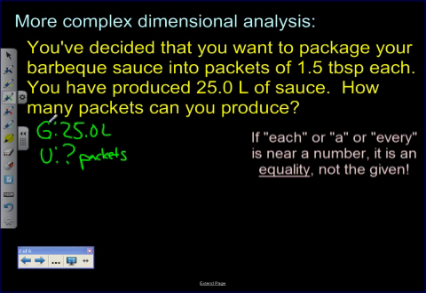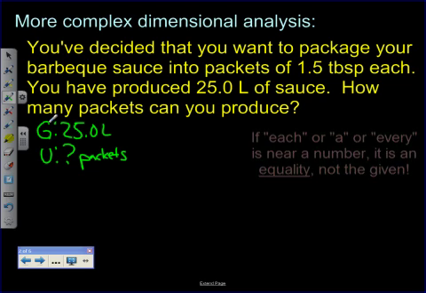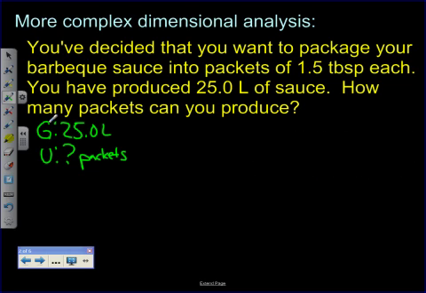So in that case, that means that our 25.0 liters of sauce is our given. So I'm going to make that the given. Your unknown is usually stated at the end. How many packets can you produce? So what I'm looking for at the end is packets. That's going to be my units.